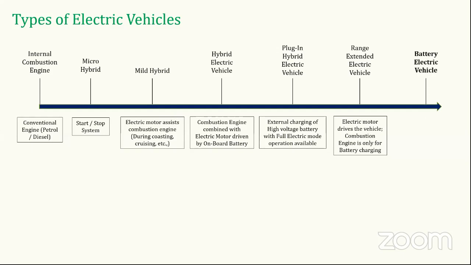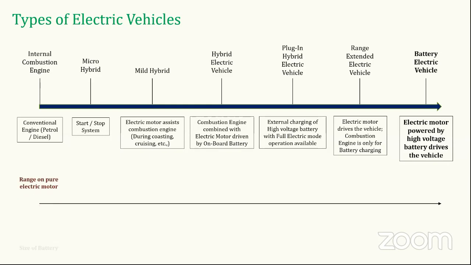So the last but not the least, the battery electric vehicle. It exclusively uses the chemical energy stored in the rechargeable battery packs, with no secondary source of propulsion. And battery electric vehicles use electric motors and motor controllers for the propulsion, and they derive all the power from the battery packs, and thus they don't have any internal combustion engine or fuel tank in this case.